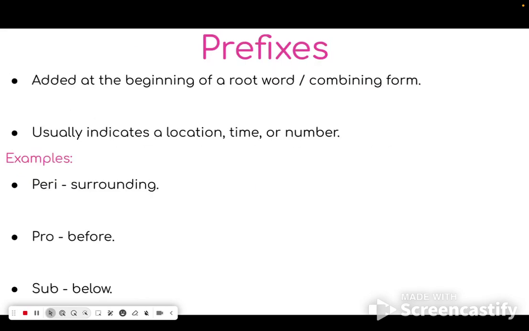The next word part will be prefixes. Prefixes are added at the beginning of a root word or combining form. They usually indicate a time, location, or number. Some examples of prefixes are peri, which means surrounding, pro, which means before, and sub, which means below.